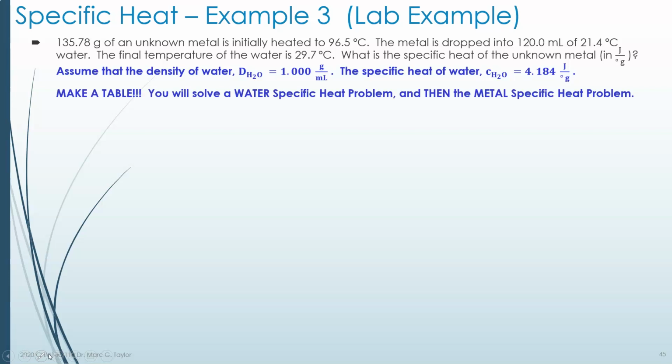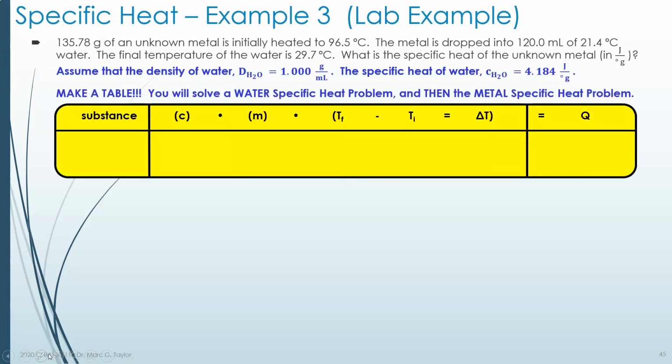Well, one thing we have to remember is this is two equations, and therefore you should set up two formulas. Setting it up in a table is probably the easiest way to do that. You have water, where you know the specific heat, you know the mass, and I just rearranged the terms a little bit, and you know the two temperatures. You know the final temperature, 29.7, minus the initial temperature, 21.4. So our change in temperature is 8.3 degrees. In other words, water went up by 8.3 degrees centigrade.